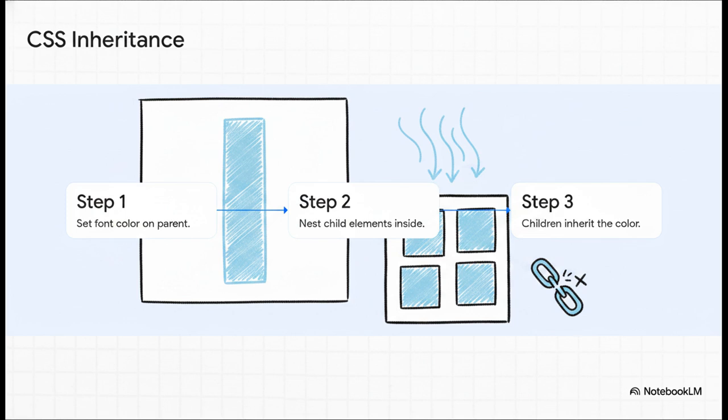And step 3, those children automatically inherit the parent's color. The styles cascade down automatically, saving you from writing endless lines of repetitive code. Well, unless, of course, you choose to specifically overwrite it for a single child.